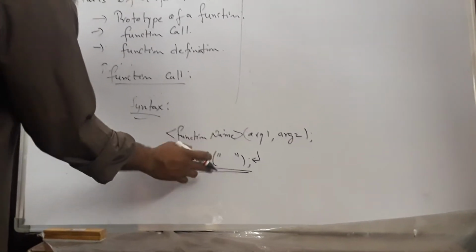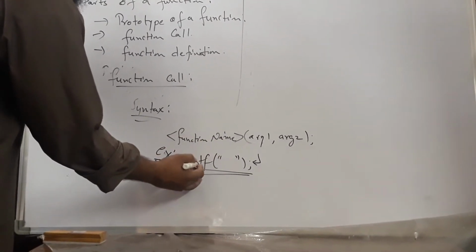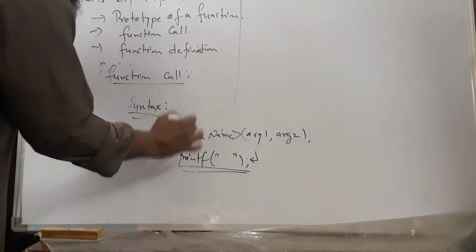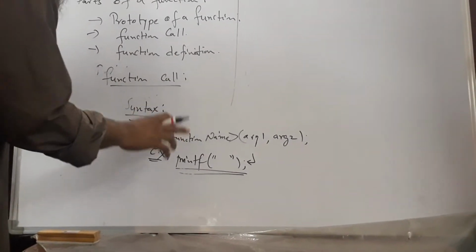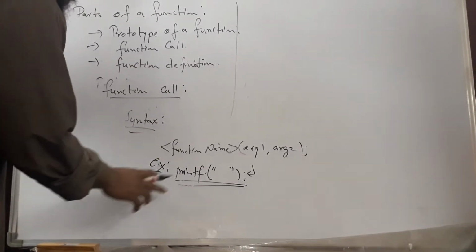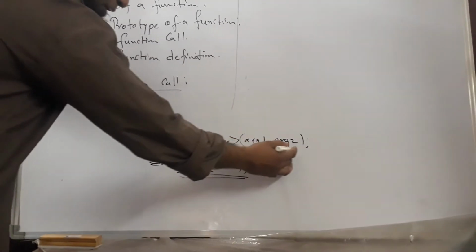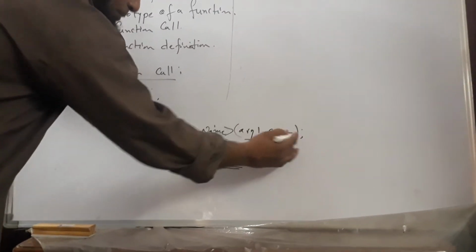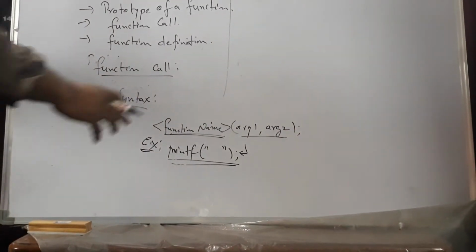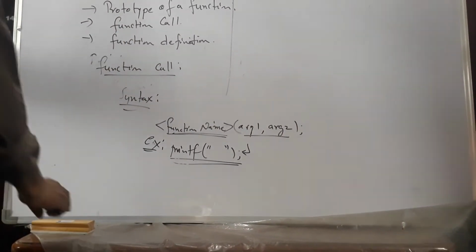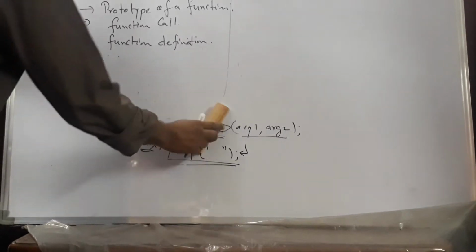But the main important thing is that the function's header file should be included in our program. So a function call is written with the function name and its arguments, and a semicolon should be there. This is the symbol of a function call. After this, we'll go to the function definition.